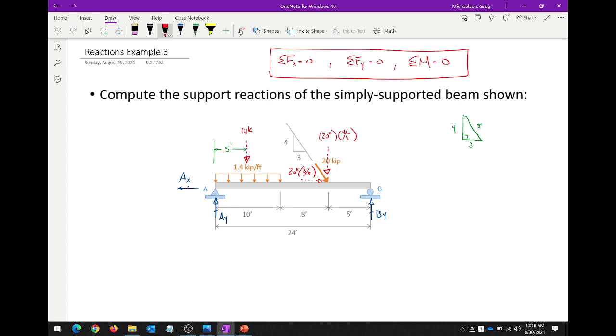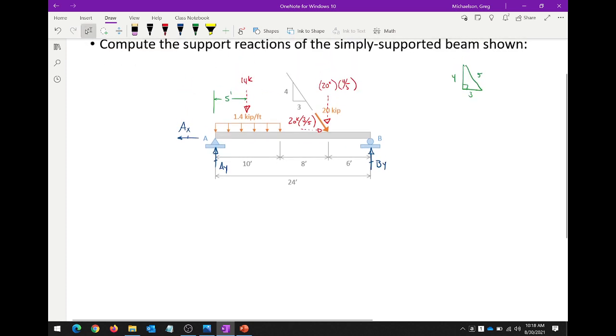I could sum moments at B to eliminate, I said isolate, I meant eliminate, this BY and that AX. Does that make sense? So that would solve for AY. Is everybody good? Okay. All right.